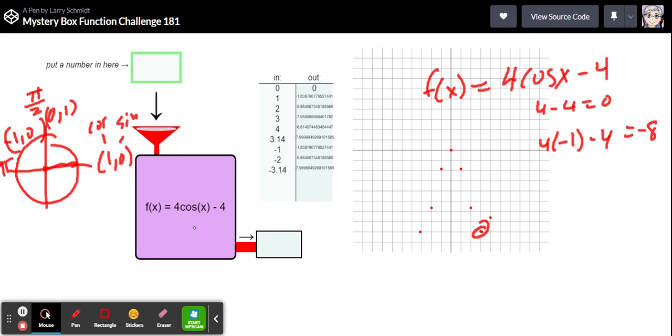Yeah, there it is. So 4 times the cosine of x minus 4, and we can graph that as well. You get that nice big periodic function of the cosine, much taller than you would expect because of that multiplier, and then just moved down 4 units.